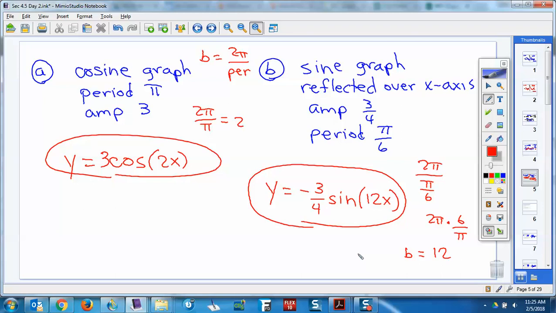Okay, so the amplitude is always just the distance above and below the middle. So it's going to go up 3/4 and it's going to go down 3/4 from the middle. Okay, and so that's the amplitude. So we don't want a negative on that. Okay, but the reflection, of course, means there does have to be, and again, if it's over the x-axis, you're flipping vertically. So that's why the negative has to be there. Okay, all right.